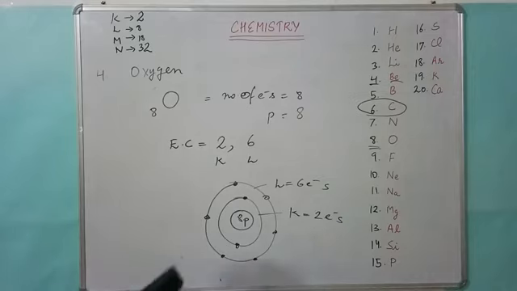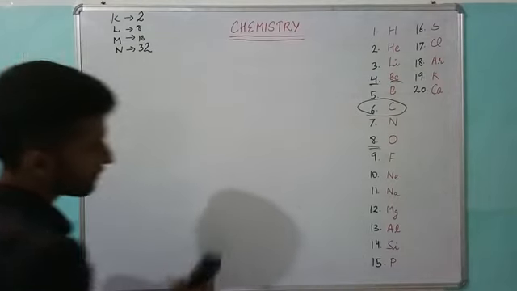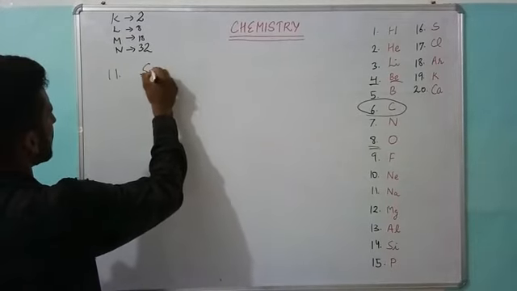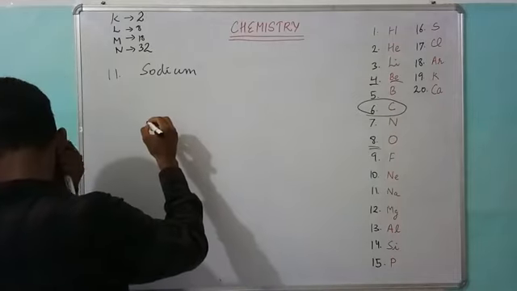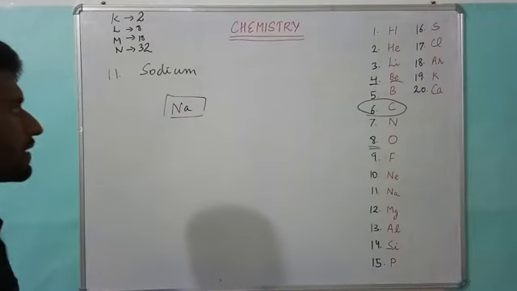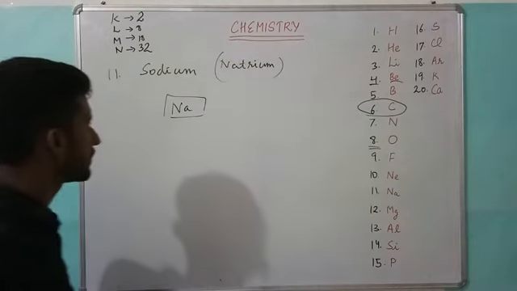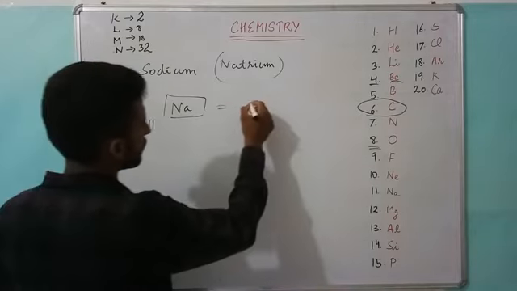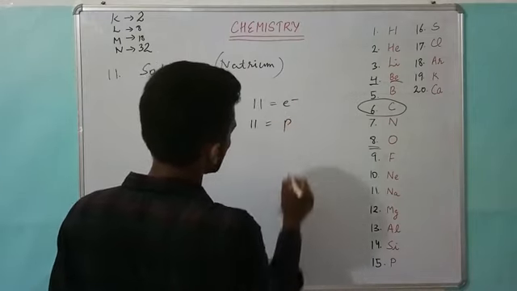Okay. Now next we will draw for sodium atom. Sodium, it is the 11th element of the periodic table, and it is having symbol Na. Why Na? Because this symbol has been derived from its Latin name, that is natrium. So earlier it was known as natrium. Now natrium sodium, it is having 11 atomic number, so number of electrons they are also equal to 11, and number of protons they are also equal to 11.